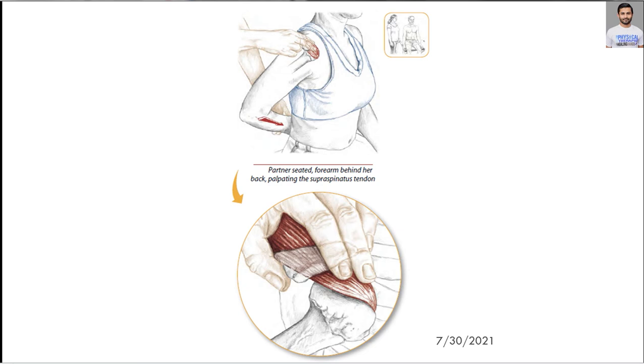So in this cross position, when the hand is behind the back, it exposes the supraspinatus tendon and moves the tendon towards the anterior side, and then it becomes more accessible as compared to the neutral shoulder position.